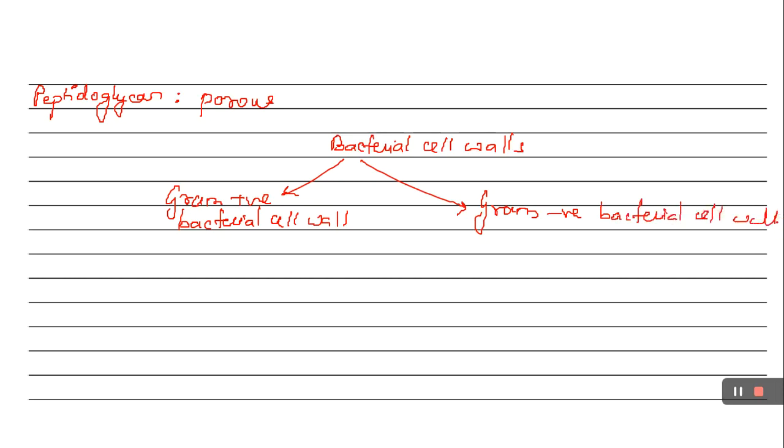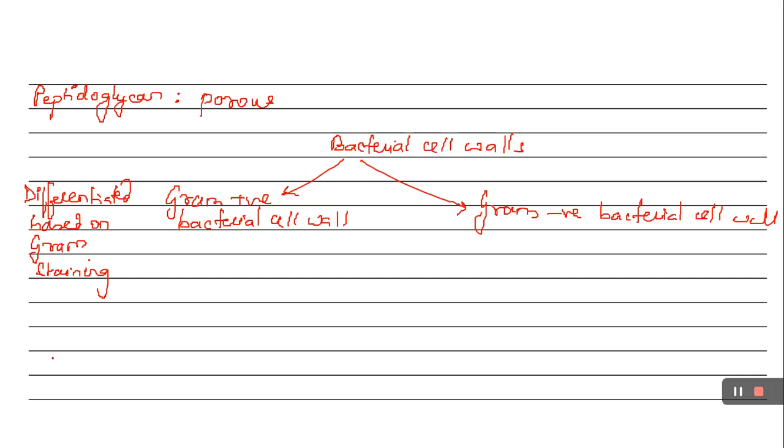Okay, and they are different. How can we differentiate between these two? They can be differentiated based on gram staining. How will we know which bacteria is gram positive and which bacteria is gram negative? They can be differentiated based on gram staining.